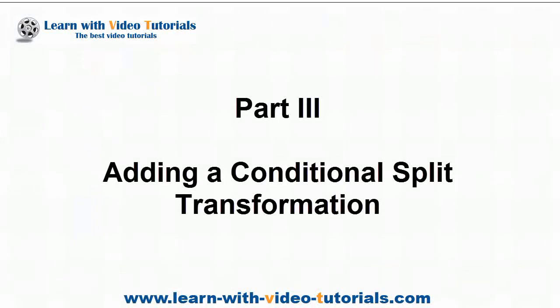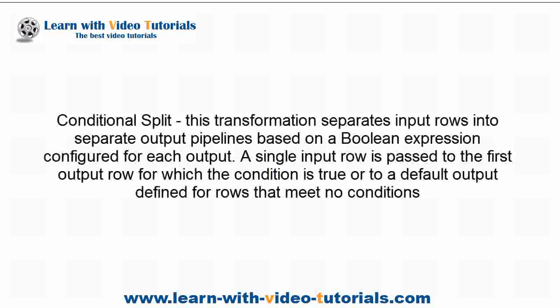Part 3, Adding a conditional split transformation. Conditional split. This transformation separates input rows into separate output pipelines based on a Boolean expression configured for each output. A single input row is passed to the first output row for which the condition is true, or to a default output defined for rows that meet no conditions.